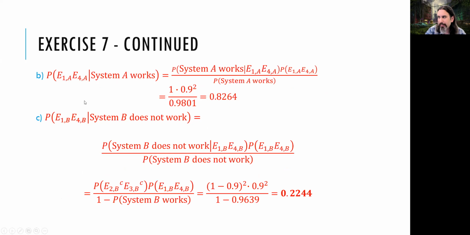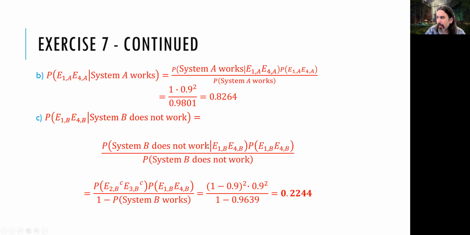What about C? C, the system doesn't work. The system doesn't work given 1 and 4 working for part B. Again, we're just going to use the definition and transform this into the longer side. We already know the probability that system B doesn't work, because we know the probability that system B works, the reliability. So we just subtract the reliability from 1. It's going to be easy, as you can see.